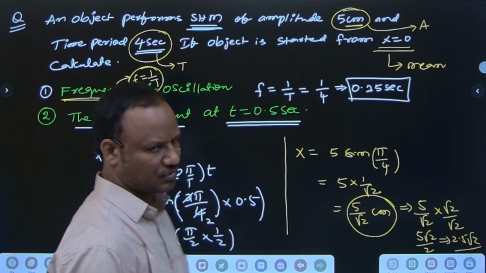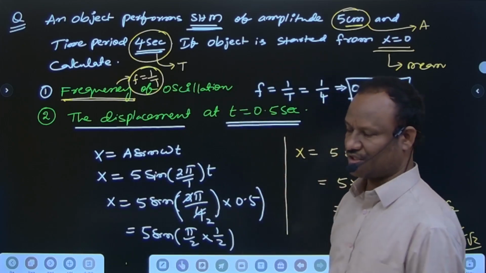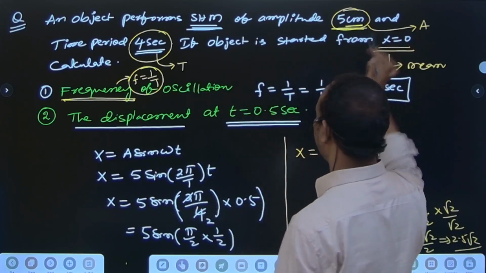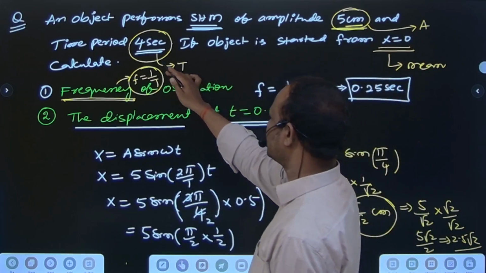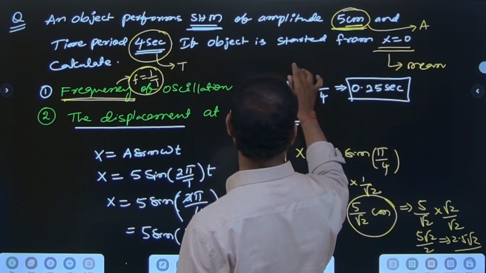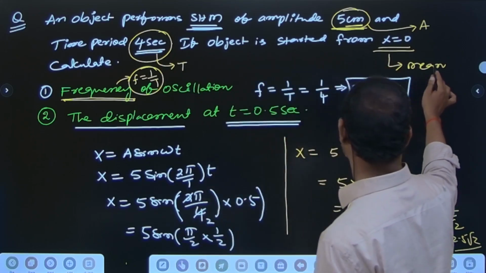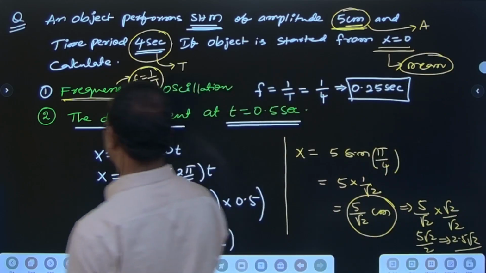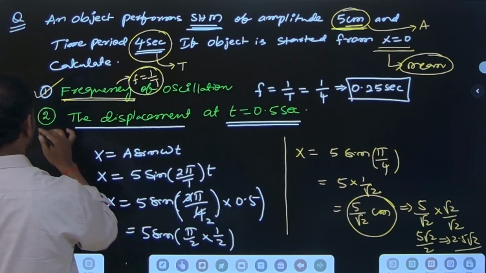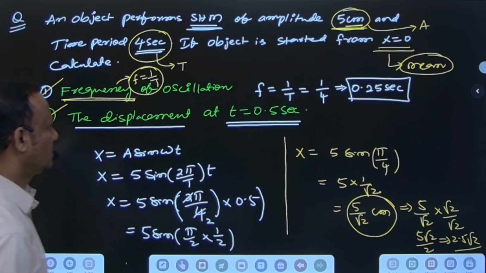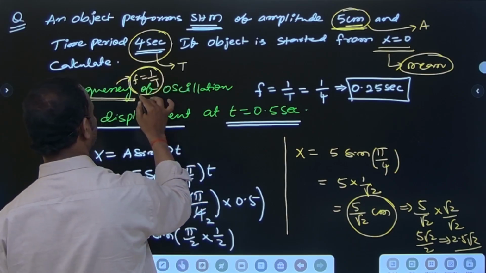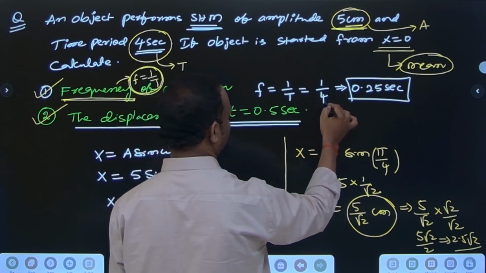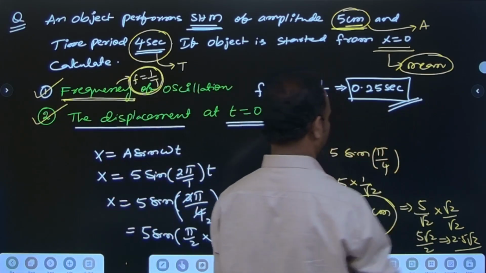Check again this type of question as a dependent of time function. So an object performs SHM. This is given as what? Amplitude. Amplitude is what? A. Its time period is given 4 seconds. The object started from x is equals to 0. X equal to 0 means it's a mean position. He's asking about the frequency of oscillation and the displacement. Frequency is the reciprocal of time period. Then frequency f is equals to 1 by T. 1 by T means 1 by 4. It's 0.25.